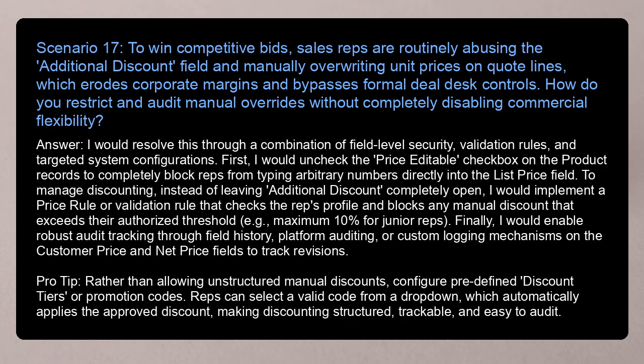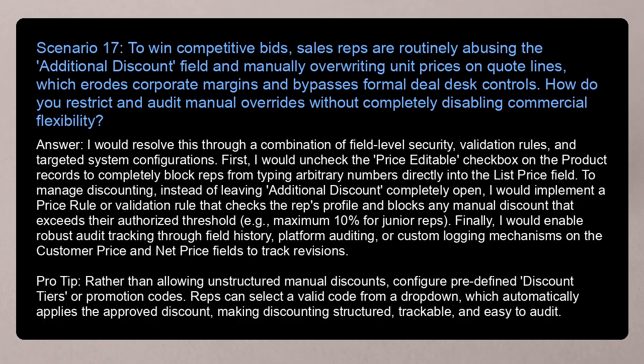Scenario 17. To win competitive bids, sales reps are routinely abusing the additional discount field and manually overriding unit prices on quote lines, which erodes corporate margins and bypasses formal deal desk controls. How do you restrict and audit manual overrides without completely disabling commercial flexibility? Answer: I would resolve this through a combination of field-level security, validation rules, and targeted system configurations. First, I would uncheck the price editable checkbox on the product records to completely block reps from typing arbitrary numbers directly into the list price field.